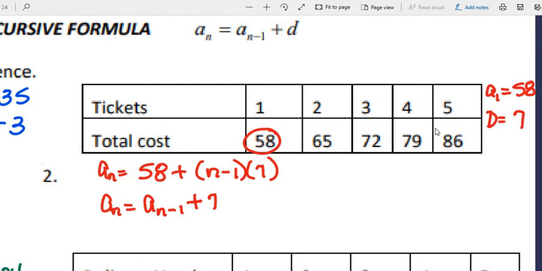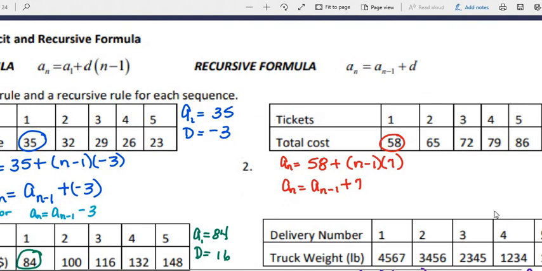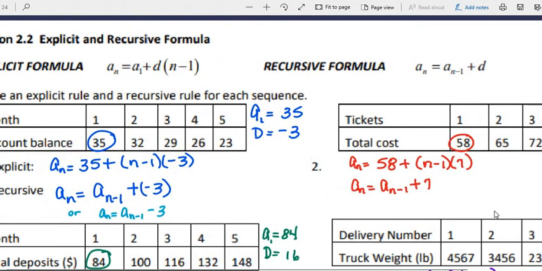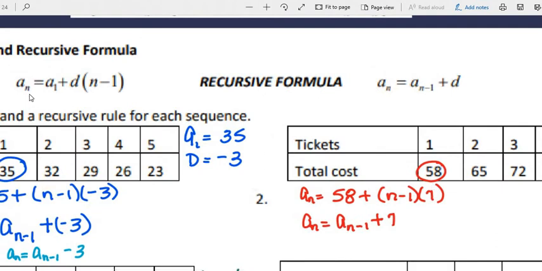So if I use my graphing calculator and subtract that, I will get the same common difference all the way across. My first term is 58, so I'm going to substitute it into my explicit formula right here. So when I look at my explicit formula, I see that right here, I'm going to write a sub n, just like in the formula right here.